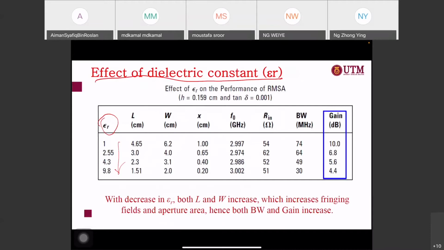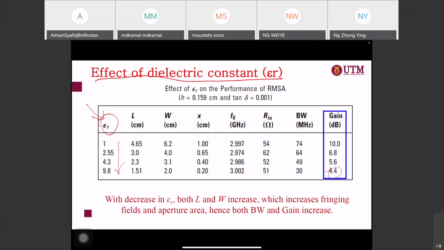The most important thing here is that if you increase the epsilon R, your gain will also be reduced. So that's why we are not really using a higher epsilon R. The only reason they use a higher epsilon R is because they want to reduce the size of the patch so that it can be suitably mounted in whatever devices that you want.